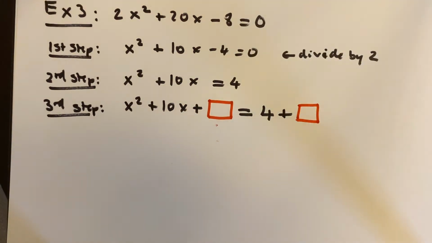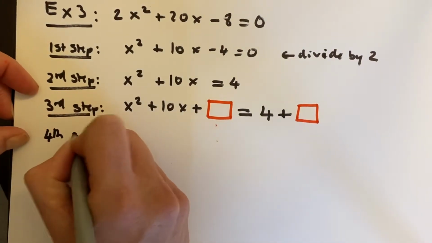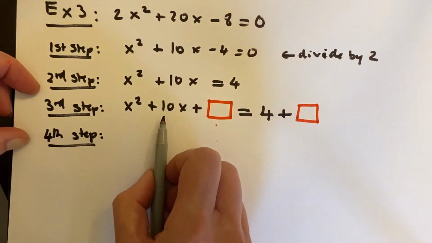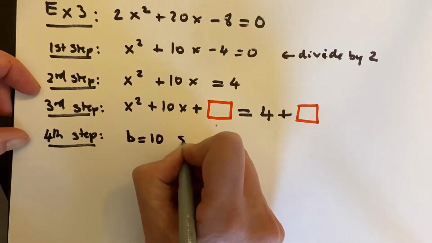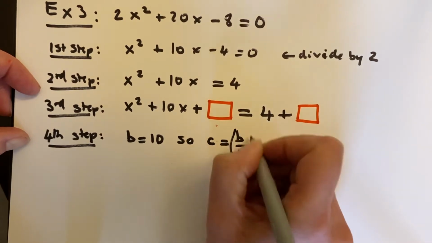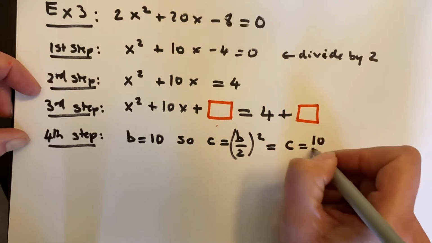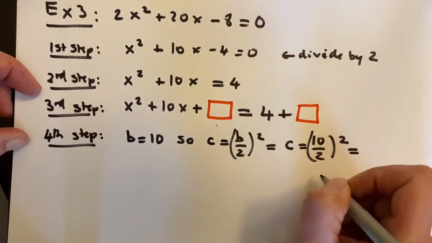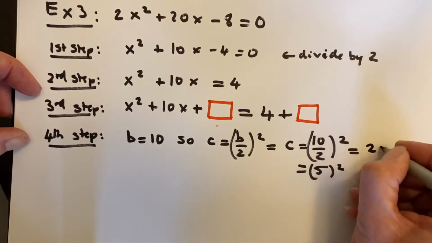Once I've done that, I'm really in the same position as before. I have to find C by using B. Well, what was my B? My B is 10. So I can see B equals 10. So C equals B over 2 squared. So C equals 10 over 2 squared. And 10 over 2 is 5. So C is going to be 25.